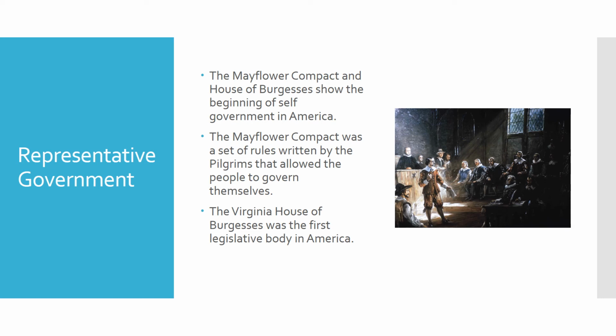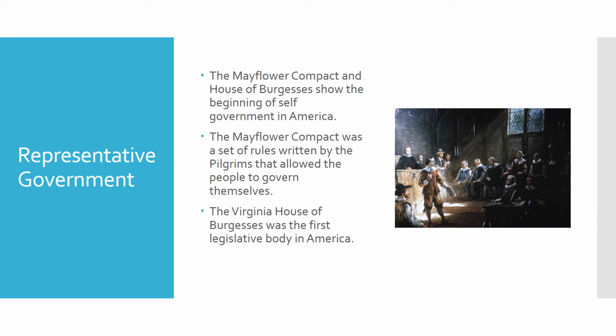We call that self-government. Another word for that is democracy. So we can see that at the very beginning of our founding. The House of Burgesses is another example of this. Virginia, which is the first colony founded in 1607, is going to have a legislative body that's going to make the rules for the colony. That is a representative government, guys. That's the beginnings of the kind of government we have today in America.